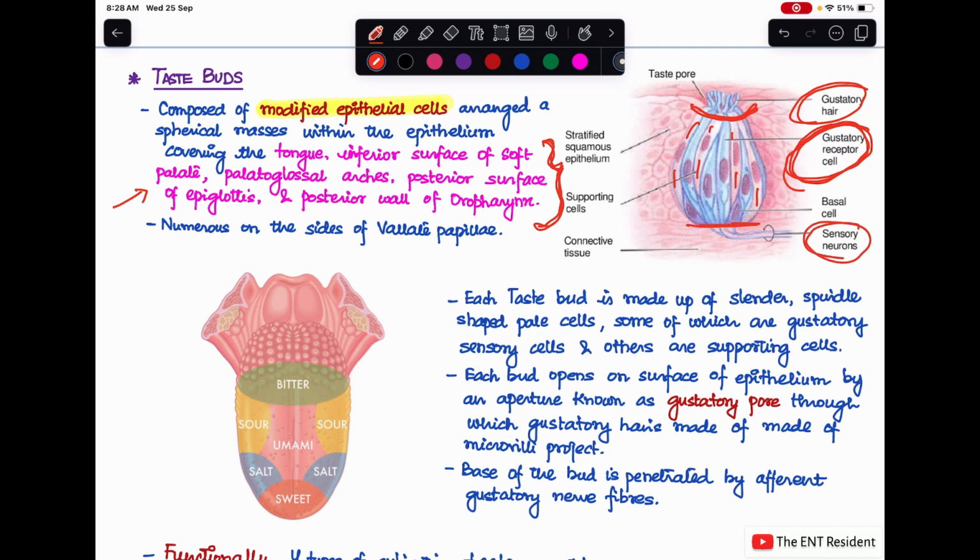The base of the bud is penetrated by the gustatory nerve fibers, as you can see. This is the base, and these are the sensory neurons supplying the taste buds. The taste buds open onto the surface of the mucous membrane through the gustatory pore, through which there are numerous projections known as the gustatory hair.